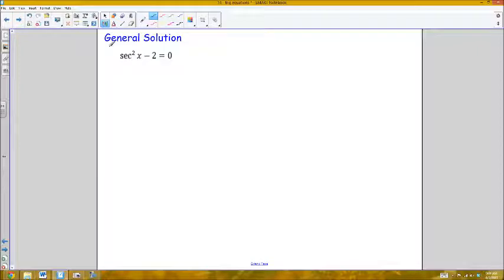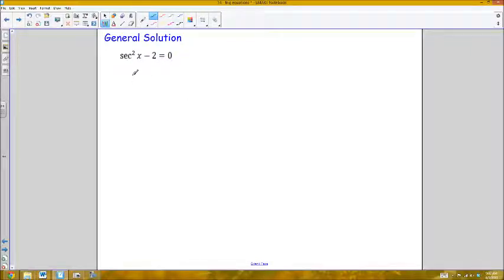Now, one other thing, if there's no interval given and it's asked for the general solution, it's really asking for each quadrant angle, the angle that falls in each quadrant, and then all of their coterminal angles. So we'll figure out how to represent that as we go through this question. So secant squared of x minus 2 equals 0.